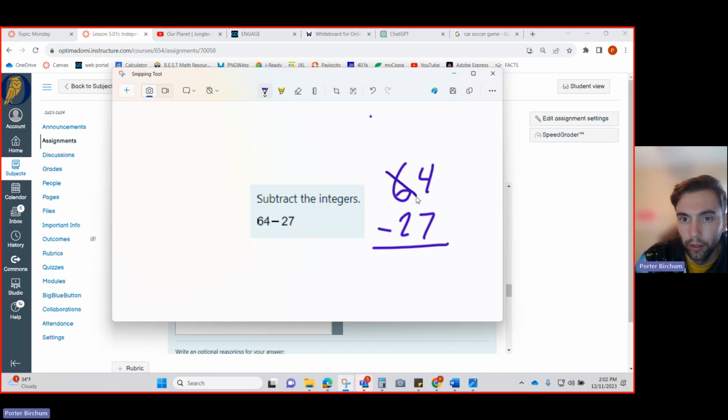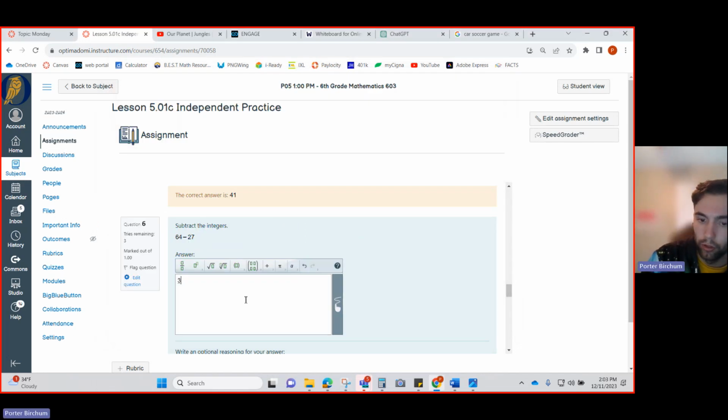Okay, I'm going to regroup. I'm going to break apart one of these 10s. So now I only have 5 10s, and I have 14 ones. 14 ones minus 7 ones is 7. 14 minus 7, 7. Now let's subtract the 10s. I have 5 10s minus 2 10s. I have 3 10s. So 3 10s and 7 ones is 37.